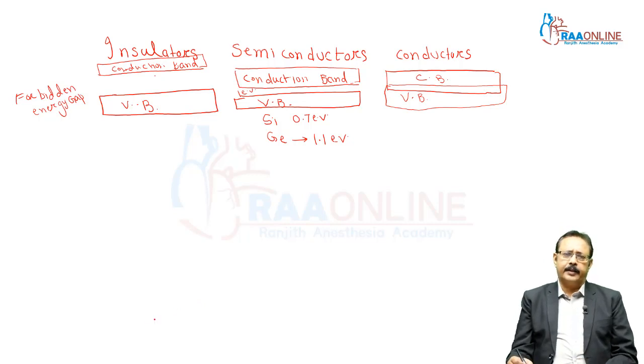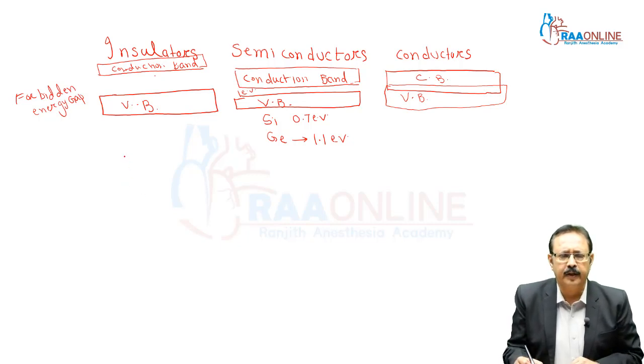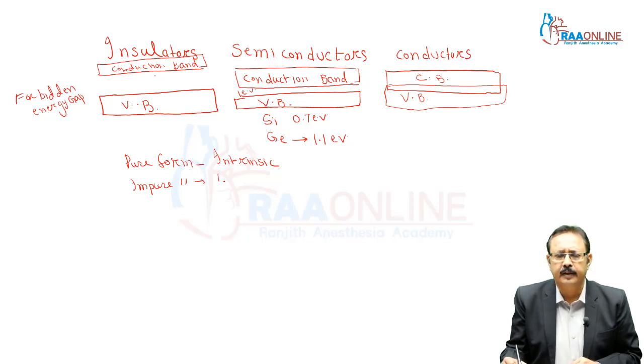We can increase its conductivity by one more way. You can add some impurities. If you are not adding impurities, in pure form, it is known as an intrinsic semiconductor. If you are adding impurities to increase its conductivity, it is known as an extrinsic semiconductor.